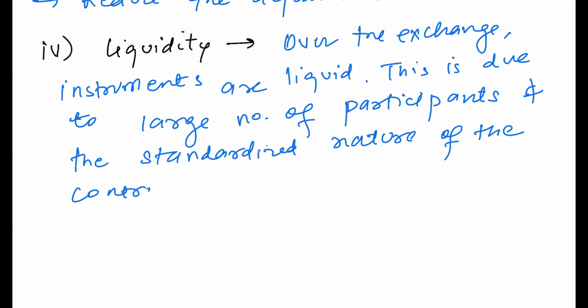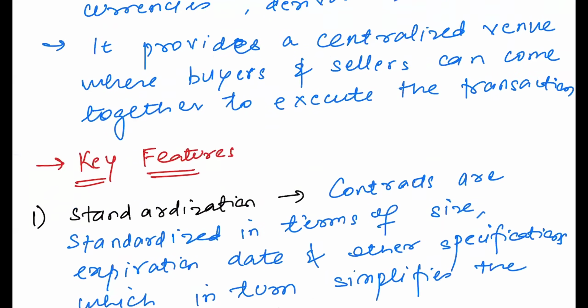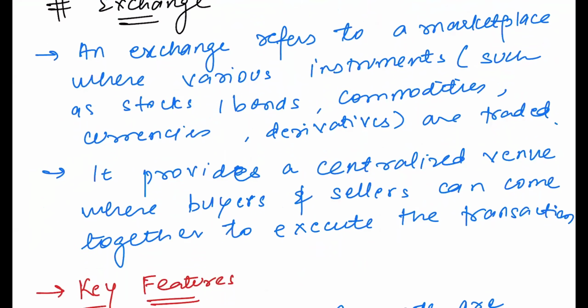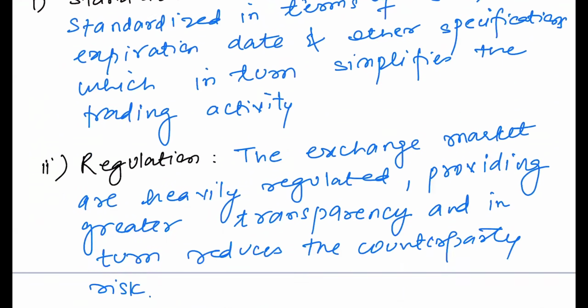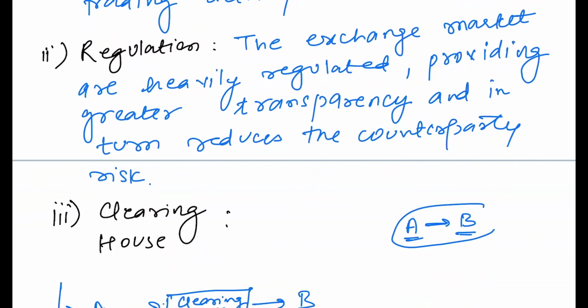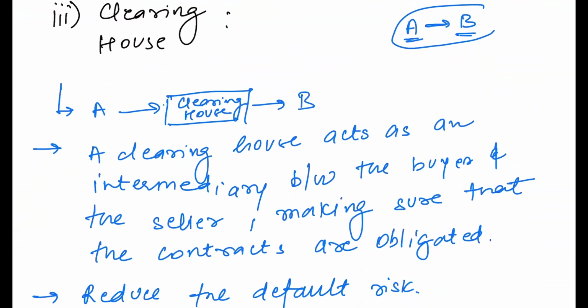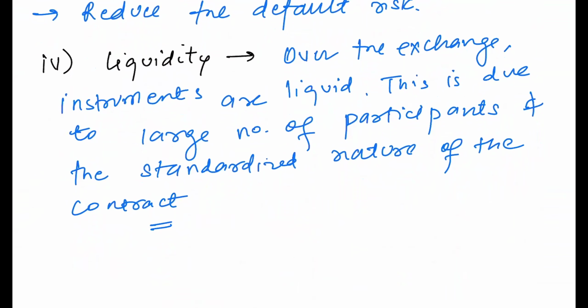Okay, so that is all about what an exchange is. It's nothing but a marketplace, as I said, where various instruments are traded. It provides a platform wherein buyers and sellers can come together and execute the transaction. Some features are: contracts are standardized, it's a highly regulated environment, there is a clearinghouse as an intermediary between the buyers and the sellers, and the last is that the instruments are liquid, because of the large number of participants and the standardized contracts.